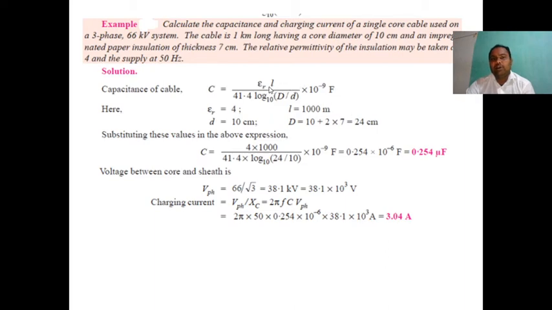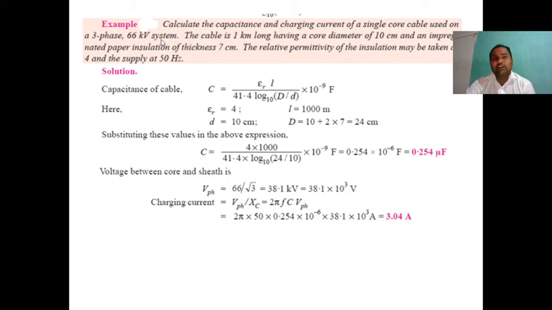Use any one formula. So the length of the cable is also very important. We are getting the capacitance, that must be multiplied with the length of the cable. Substitute all the values, we get the capacitance 0.254 microfarads.